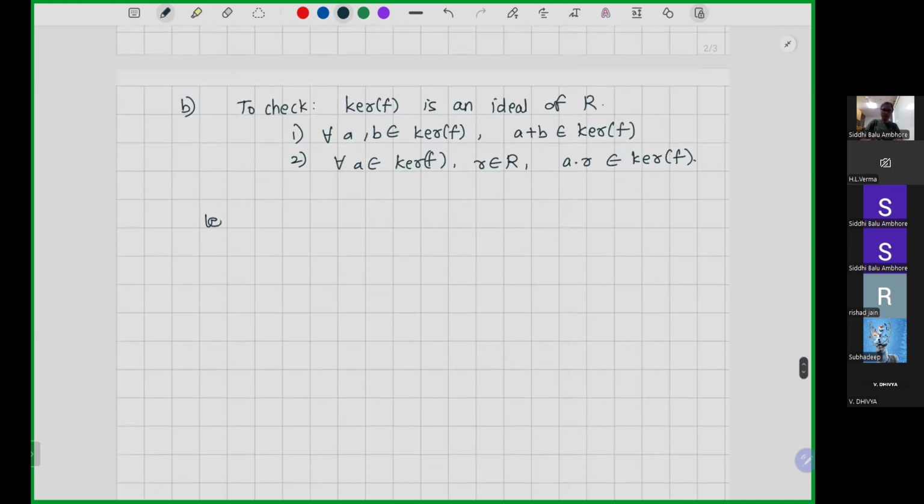Okay, so let now a and b be in kernel F. Then what is F of a plus b? Since F is a ring homomorphism, it is F of a plus F of b. And which is what? Since a and b are in kernel F, it is 0 plus 0, right? Which is 0. So this implies by definition that a plus b belongs to kernel F.